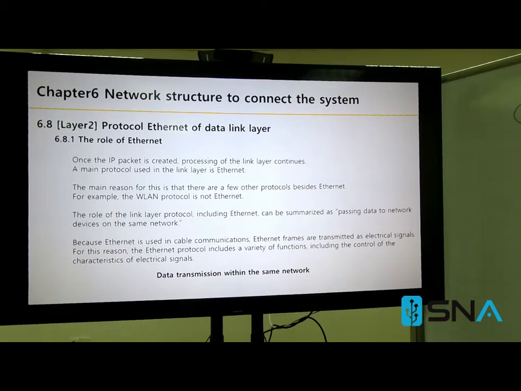The role of the link layer protocol including Ethernet can be summarized as passing data to network devices on the same network. Because Ethernet is used in cable communication, Wi-Fi cannot. Ethernet frames are transmitted as electrical signals. For this reason, the Ethernet protocol includes a variety of functions, including the control of the characteristics of electrical signals.